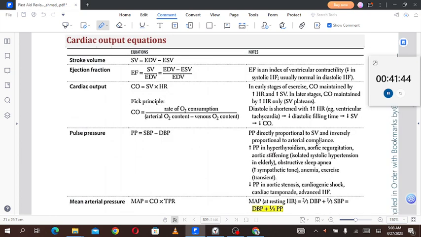Then we have cardiac output equations. First we will talk about stroke volume. Stroke volume is equal to end diastolic volume minus end systolic volume. We have discussed that.